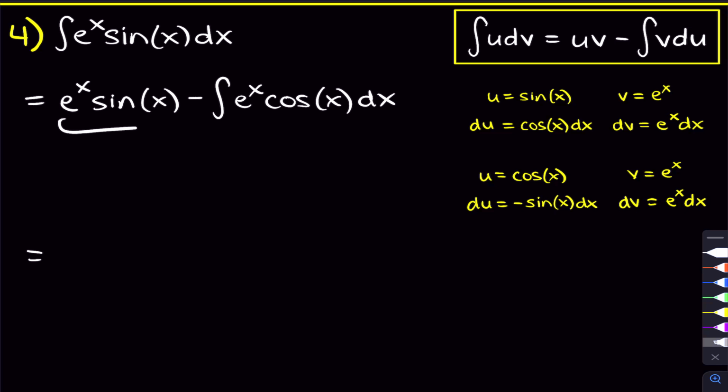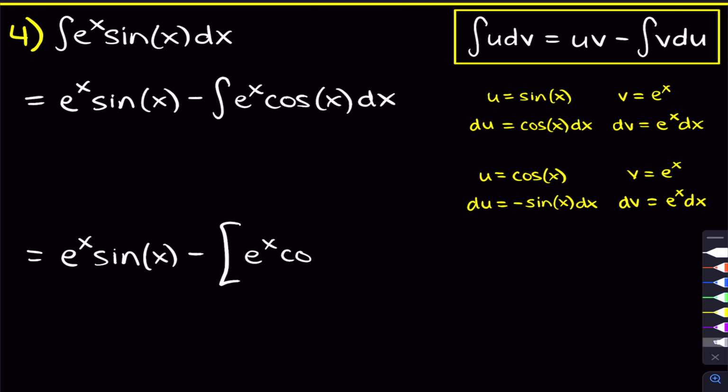So now again, let's plug into that integration by parts formula. When we do that, we have this e to the x sine of x minus, and now here's where we're plugging into the integration by parts formula. We have u times v, which is e to the x times cosine of x, minus the integral of v du, which is e to the x times negative sine of x dx.